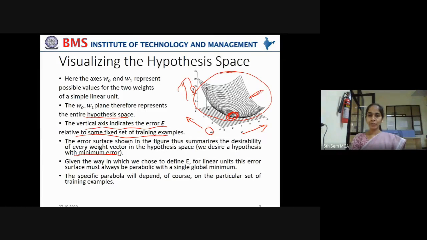Given the way in which we chose to define E, for linear units, this error surface must always be parabolic, as we said, with a single global minimum. You can't have something like this, because this would give you local and global minima, and it has many values, meaning many hypotheses. It should not be like that, okay? It should have one single point. If you take a curve like this, it has one single minimum, right? That is why we are indicating the ideal hypothesis space in this gradient descent algorithm as a parabola, which will have only one single global minimum value, right?